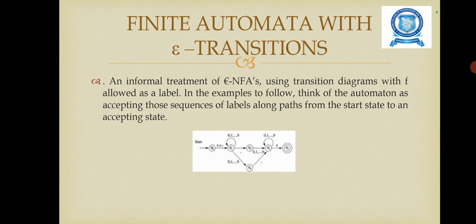In the examples, think of the automaton as accepting those sequences of labels along a path from the start state to an accepting state. Here, each epsilon along a path is invisible, that is, it contributes nothing to the string along the path. This diagram shows an automaton that accepts decimal numbers consisting of an optional plus or minus sign, a string of digits, a decimal point, and another string of digits, 0 to 9. Either the first string of digits or the second string can be empty, but at least one of the two strings of digits must be non-empty.